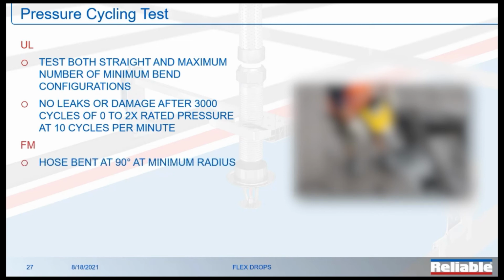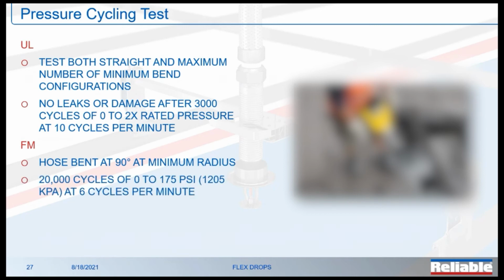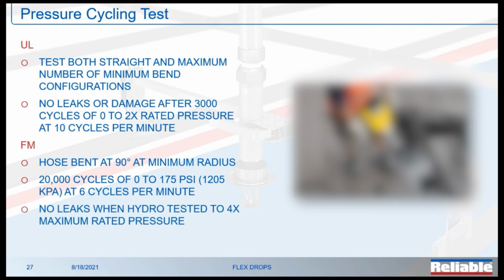FM is going to bend the hose 90 degrees, 20,000 cycles, not 3,000, 20,000 cycles. Again, although not at 2 times the working pressure, 20,000 cycles. And again, we're going to hydro it at FM 4 times the rated pressure, not 2 times the rated pressure. So you kind of see some give and take in terms of how much more are we going to hydro it versus how much less are we going to hammer it, things like that.